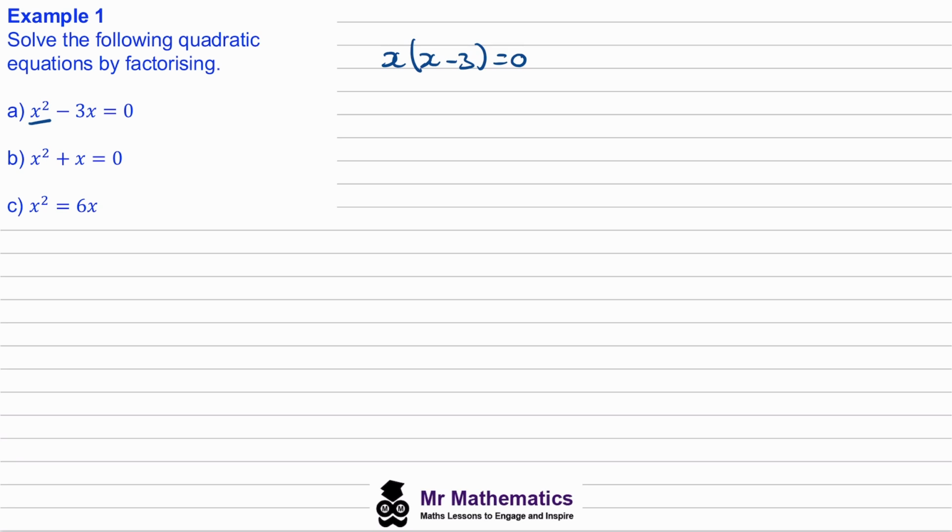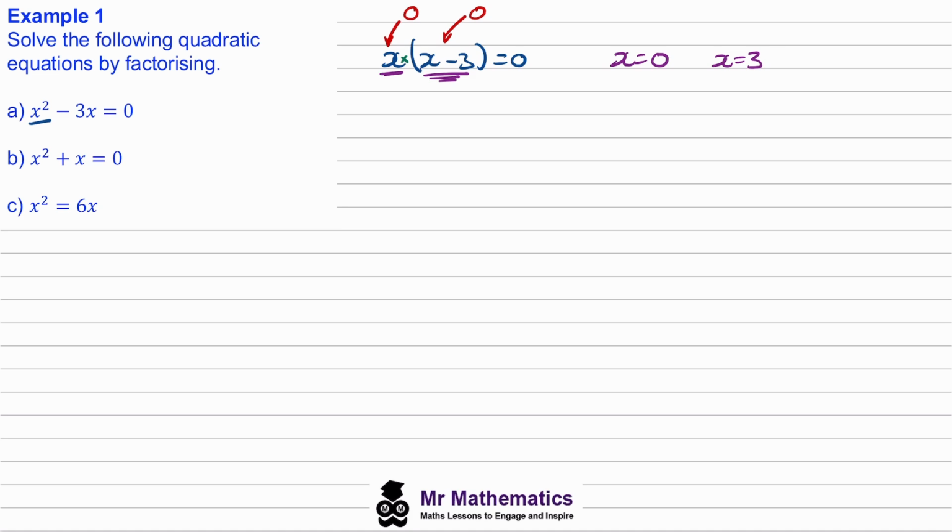So by taking out the common factor of x, we have factorized the quadratic. Now we know that this means x multiplied by x minus 3. And whenever you multiply anything by 0, we get 0. So our solutions will be when each of these equals 0. So our first solution is when x equals 0. Our second solution is when this bracket equals 0. So x must equal positive 3.